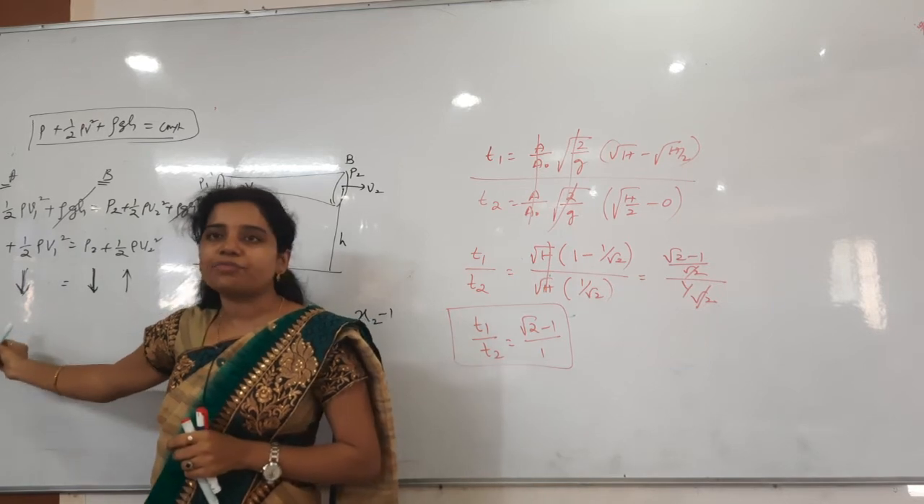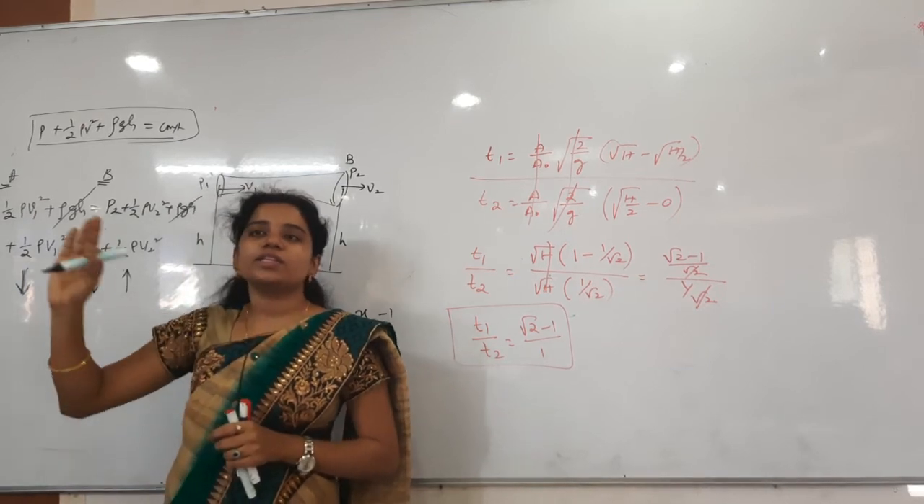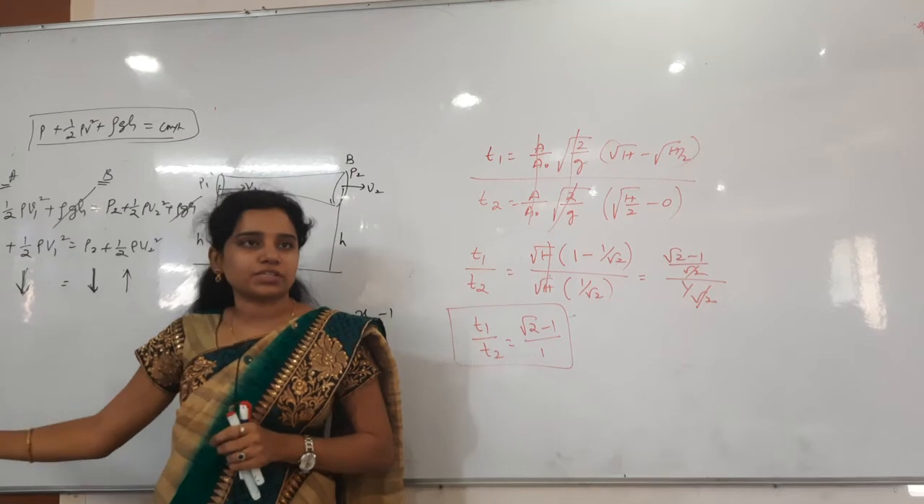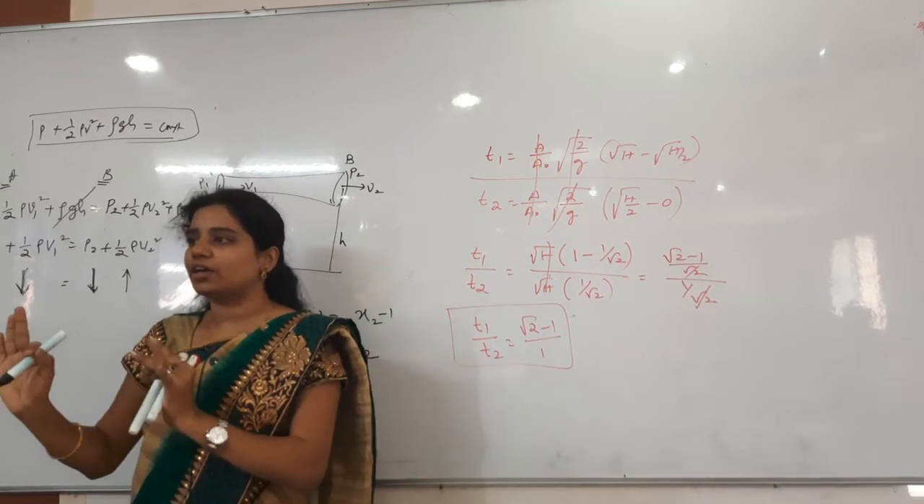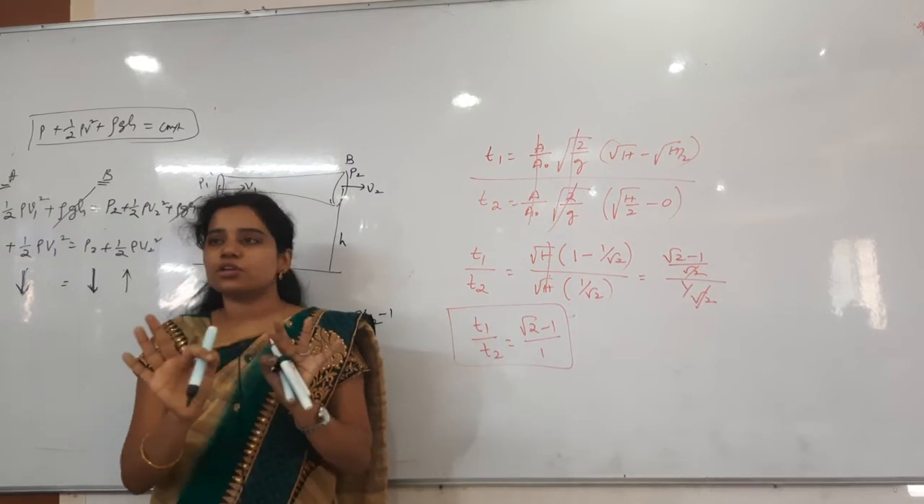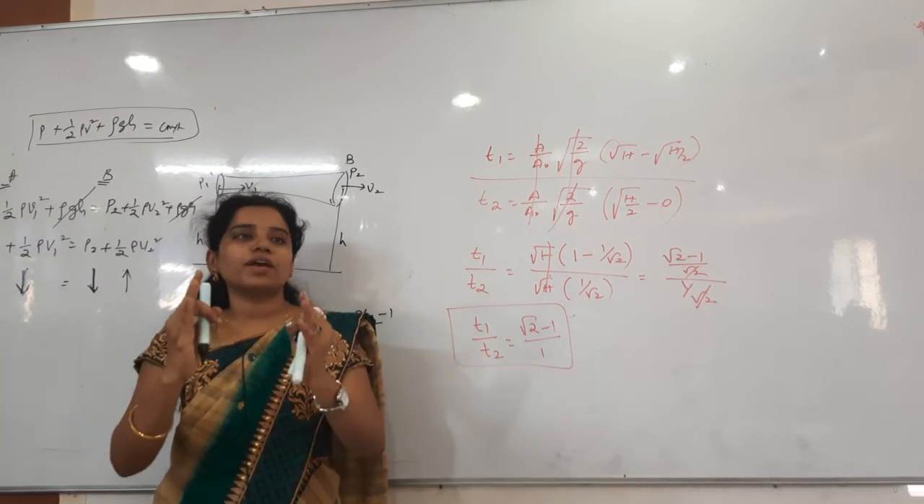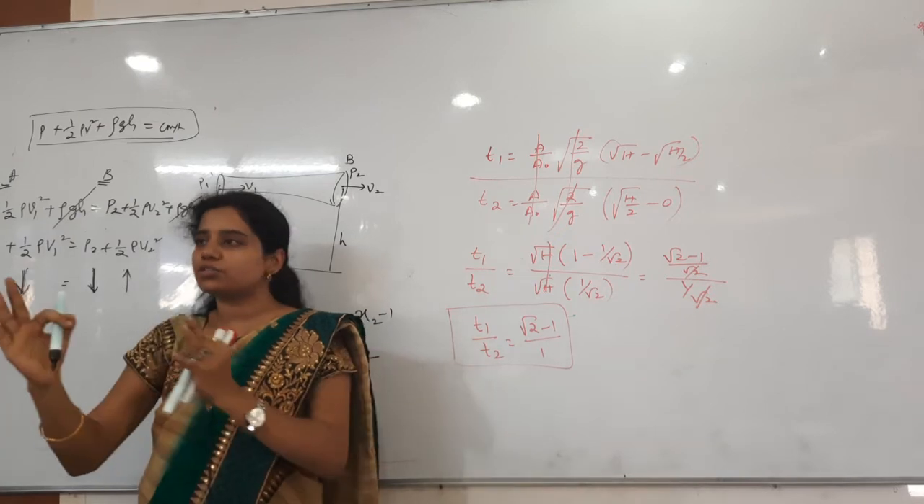So mainly you have to compensate the value here. The sum of the values should be equal to how much? Constant. Equal to constant is nothing but total initial value is equal to total final value. What you are doing with that value is not necessary, but you have to make the total initial equal to the total final.